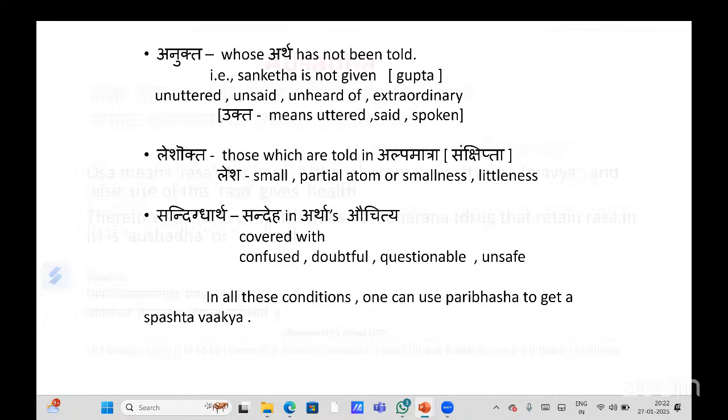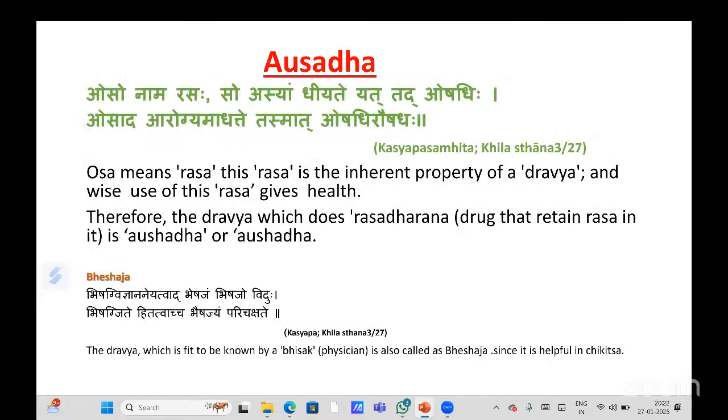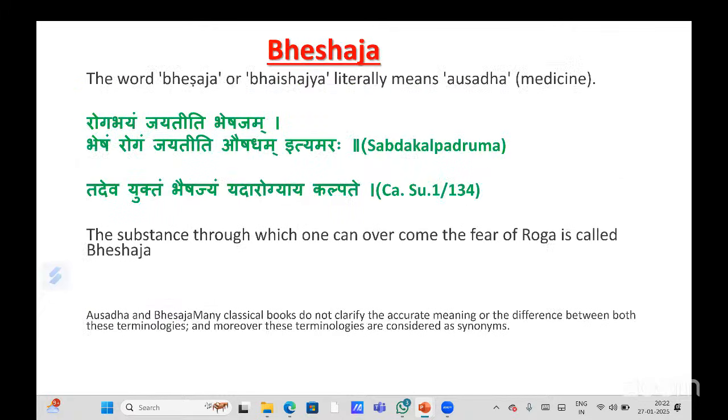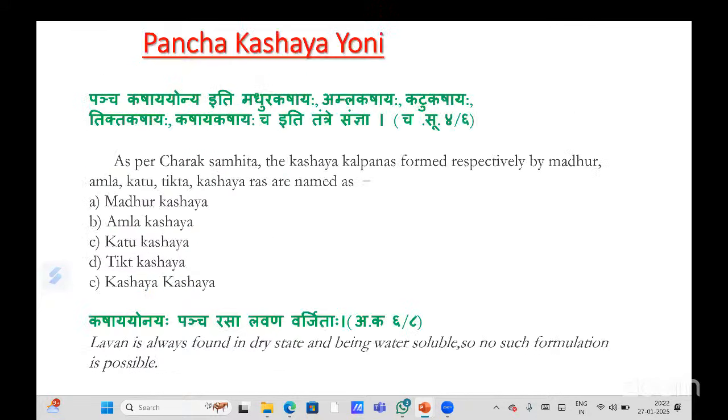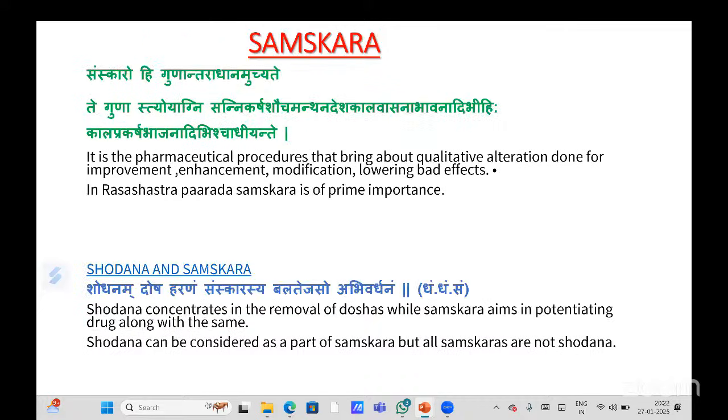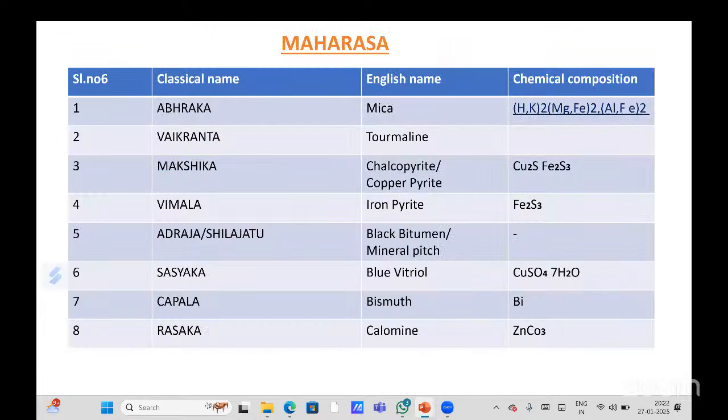Okay, so as an example, they give some of the basic paribhashas like aushadha: oshah nama rasah, tam dhiyate yat tat aushadhi; arogyam dayate tasmat aushadhi. In the similar way, we will get the paribhashas of Bheshaja, Kalpana, Bheshaja Kalpana, and Kashaya, Panchakashaya Yoni, and Samskara. So Maharasa. Coming to this classification, here there is a maximum chance of framing the MCQs.